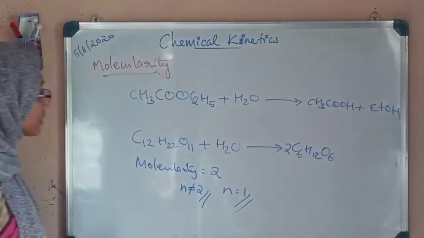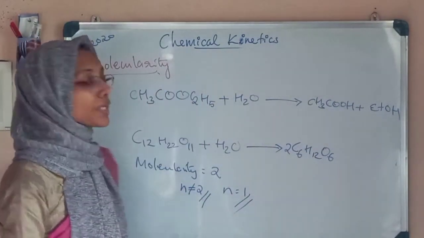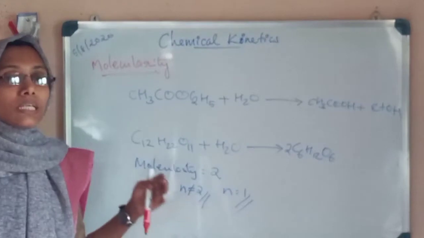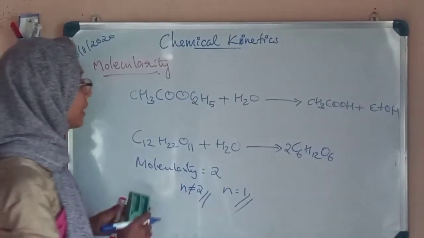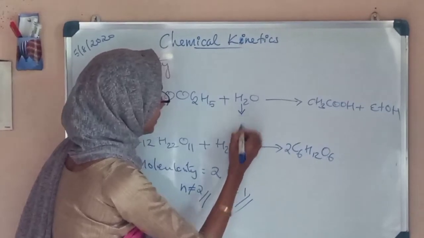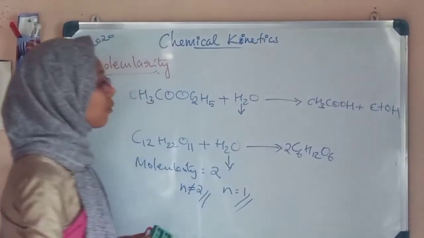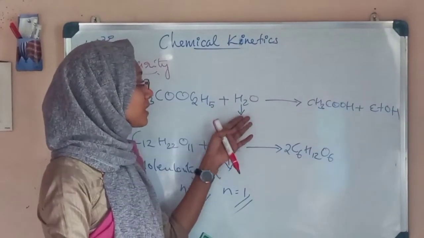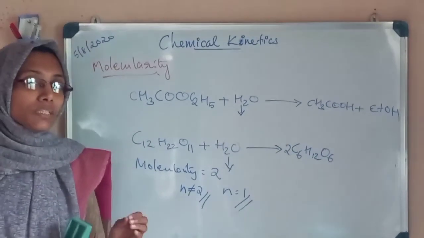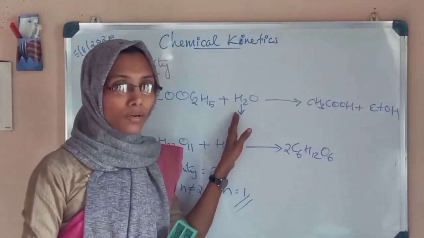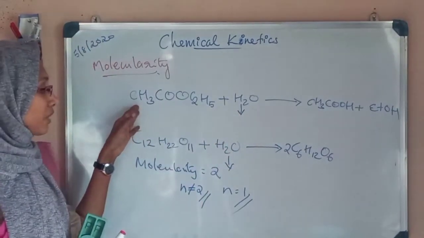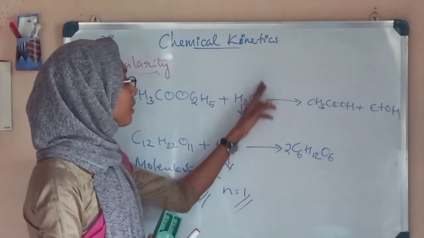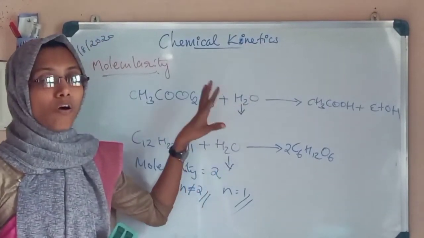1, because in these two reactions we can take one of the reactants in large excess. In both these reactions we can take water in large excess. So as the reaction proceeds, there is no change in the concentration of the water compared to the concentration of the reactants ester and sucrose. So the concentration of water is taken as a constant always.